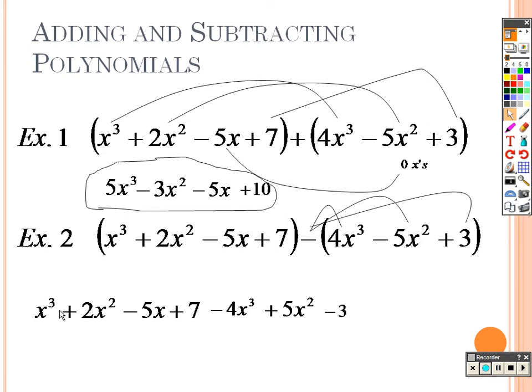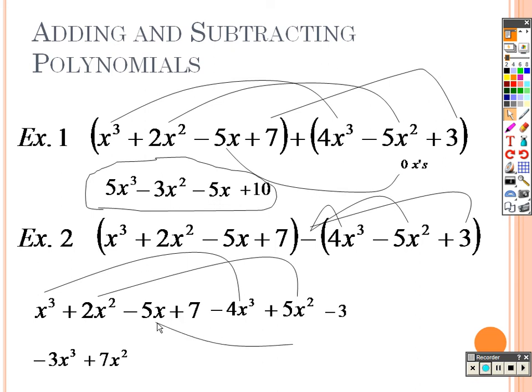Now with all of these, I can now do exactly what I did up here, and I can add them together. So I have 1x cubed and negative 4x's cubed. So 1 plus negative 4 is negative 3x's cubed. I have 2x's squared and 5x's squared. So 2 of them plus 5 of them is 7 of them.